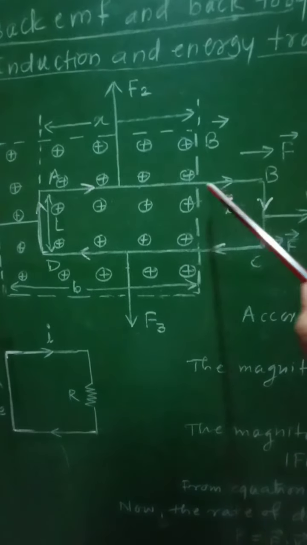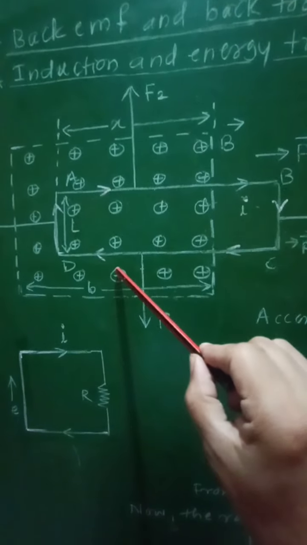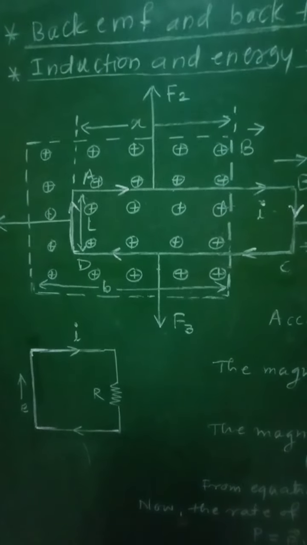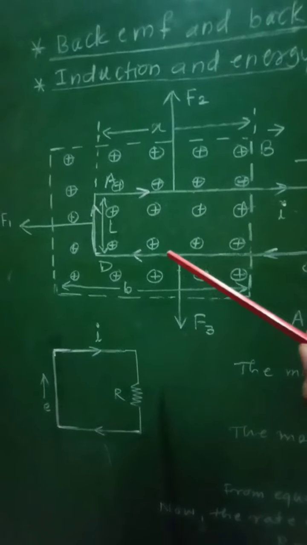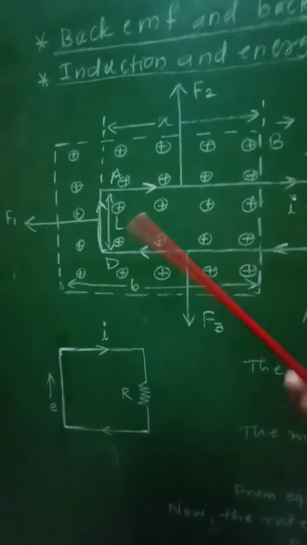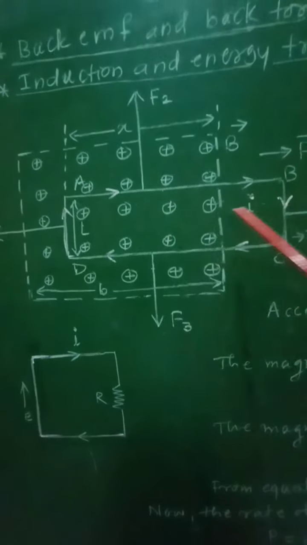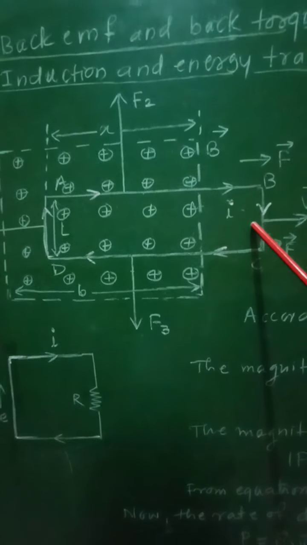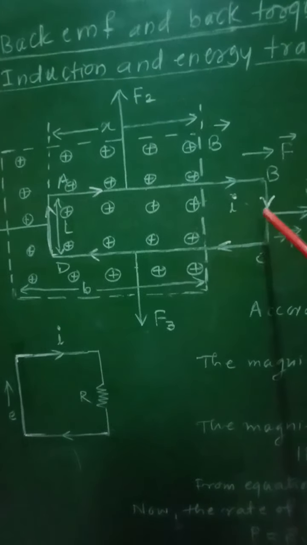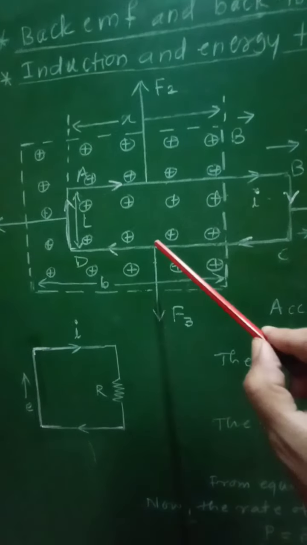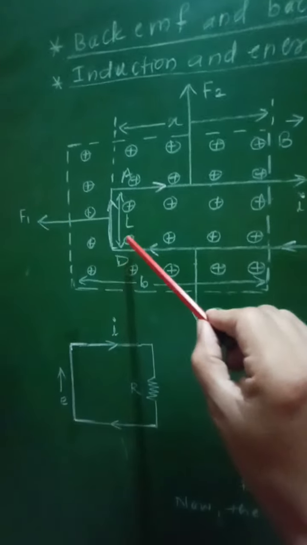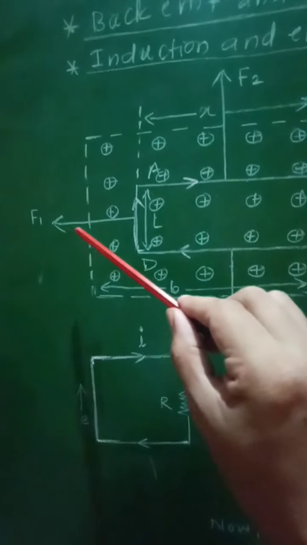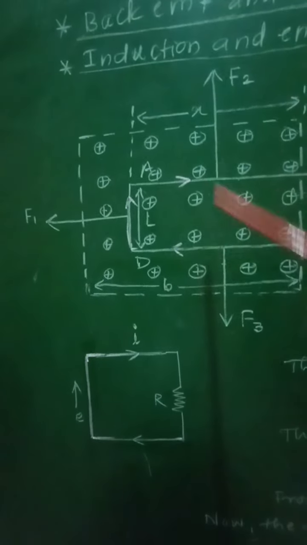Now this current carrying loop is placed in magnetic field, and therefore we know that when any current carrying conductor is placed in magnetic field, it will be acted upon by the magnetic force. Out of four sides of this loop, one side, that is BC, is outside the magnetic field, and therefore no magnetic force will act on it. But the remaining three sides of this loop are in the magnetic field, and therefore they will be acted upon by the magnetic forces F1, F2 and F3.